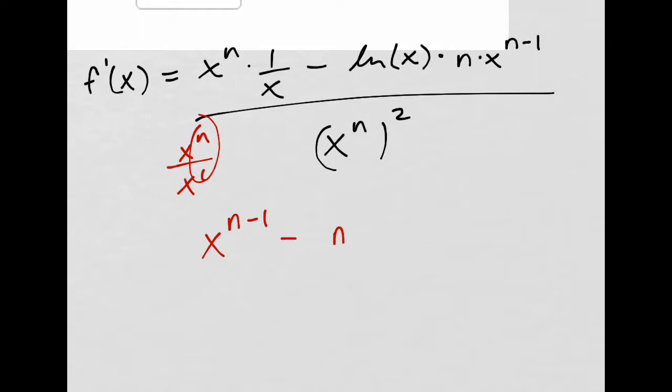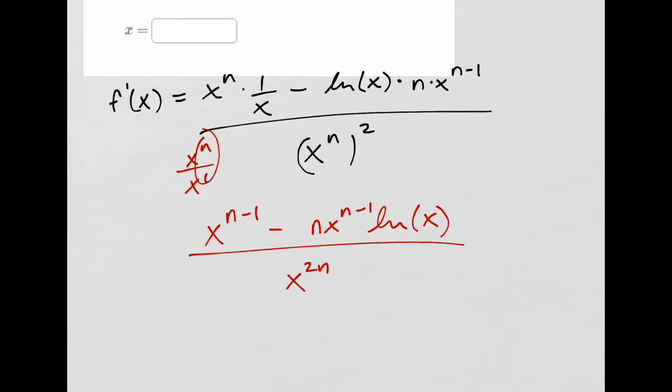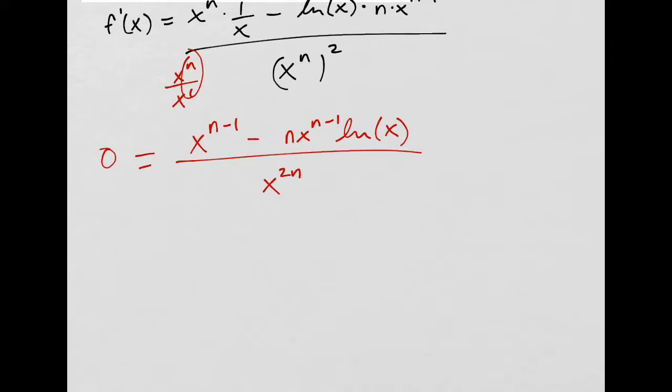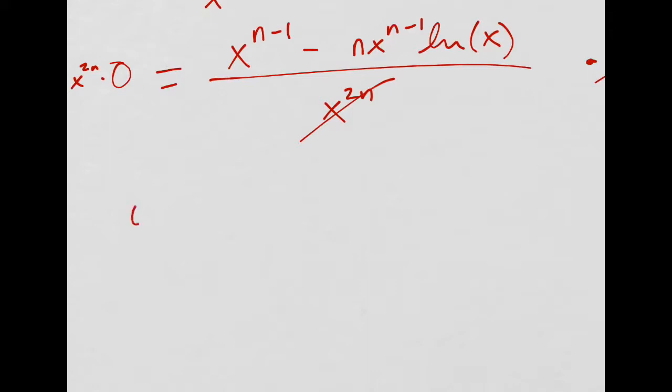And then I have n x to the n minus 1 times the natural log of x all over x to the 2n. It's going to turn out that that actually doesn't matter. So I simplified a little bit. Now I'm setting it equal to 0, and I'm going to solve. So I multiply both sides by x to the 2n, and that will go away. Anything times 0 is still 0.